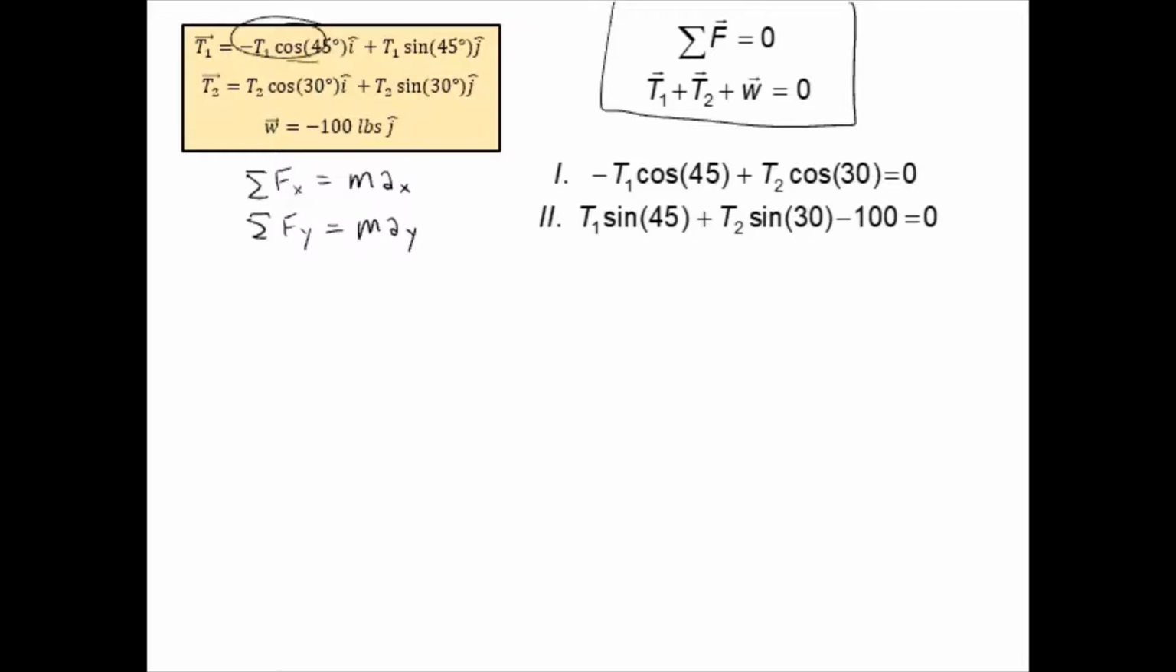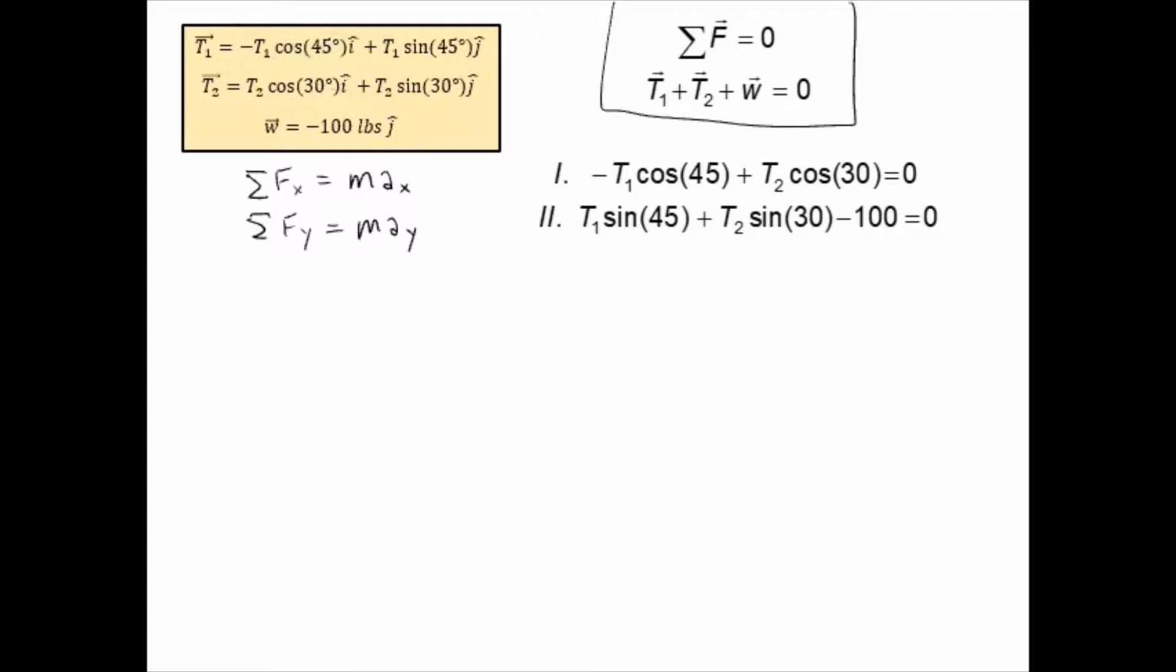So when I go ahead and do that here, and I look at my x components, I have this one, negative T1 cosine 45. I have this one, T2 cosine 30. And in the weight force, there is no x component. So I end up with this equation: negative T1 cosine 45 plus T2 times cosine 30 degrees equals 0. Okay, so that's my x equation.